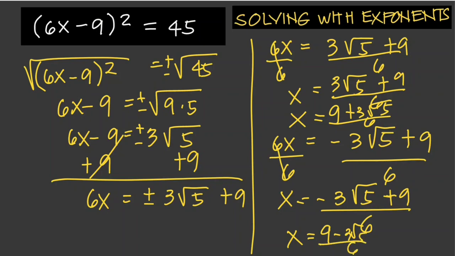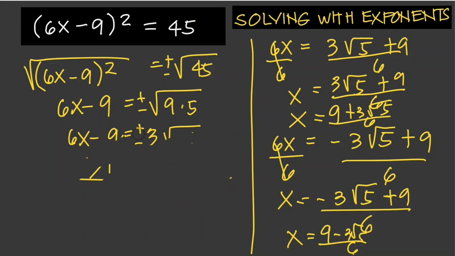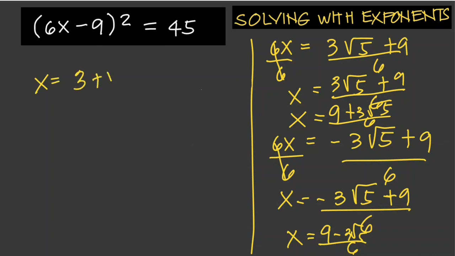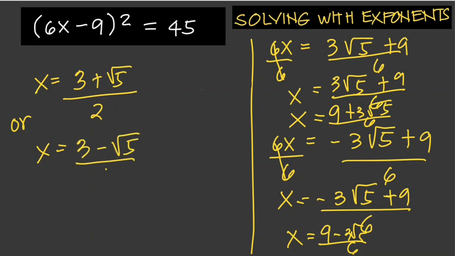And then we can simplify our solutions further because 3, 9, and 6 are divisible by 3. So our solution would be x equals 3 plus square root of 5 over 2, or x equals 3 minus square root of 5 over 2.